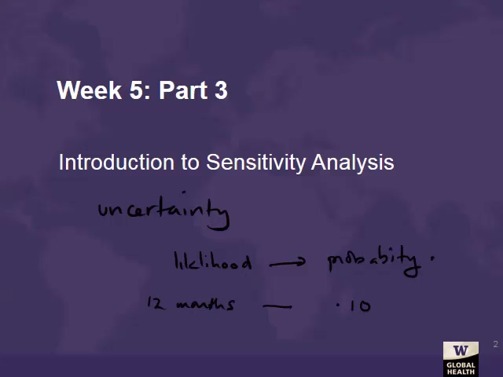But there might be uncertainty around that estimate. Maybe it ranges from 20% to 0.01, which is 1%. So sensitivity analysis allows you to estimate the impact on your results, on those results that we calculated in the last two parts. It allows you to estimate the impact on those results of varying this probability between these two ranges. So that's what sensitivity analysis does.